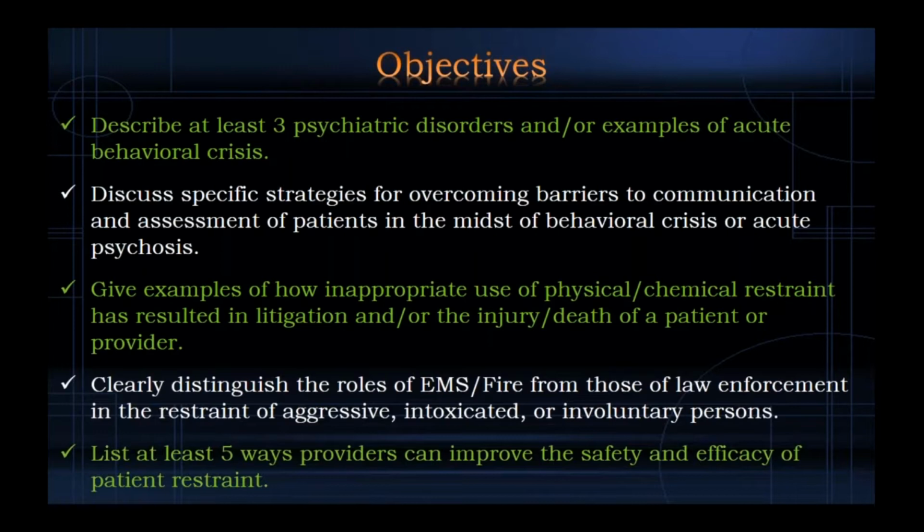And then clearly distinguish the roles of EMS and fire from those of law enforcement. This is absolutely essential when it comes to restraining aggressive, intoxicated, or otherwise involuntary persons. And then finally, list at least 5 ways that you can improve the safety and the effectiveness of your patient restraint skills.